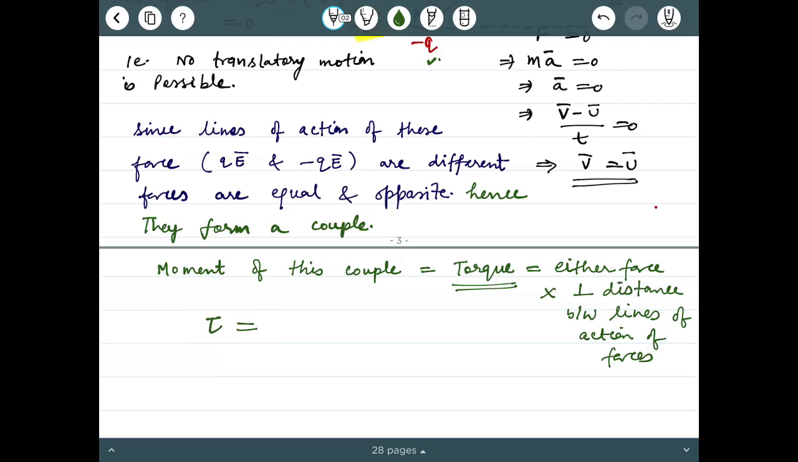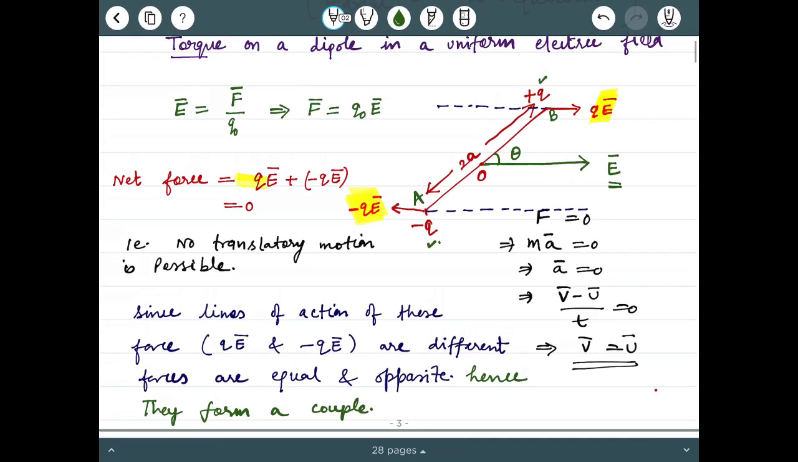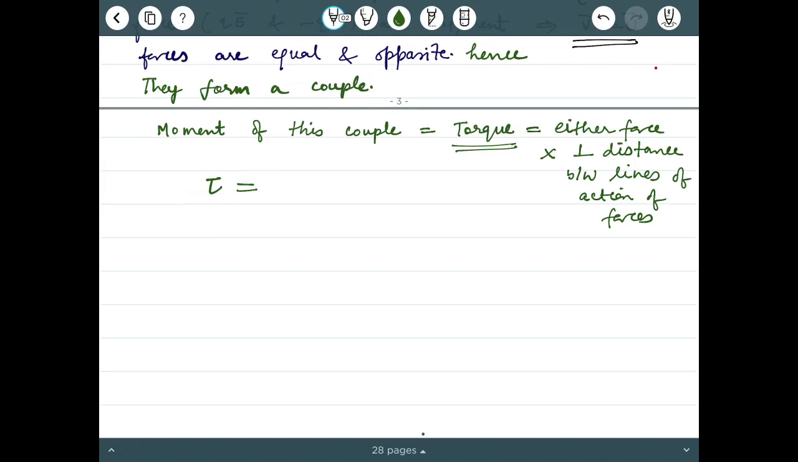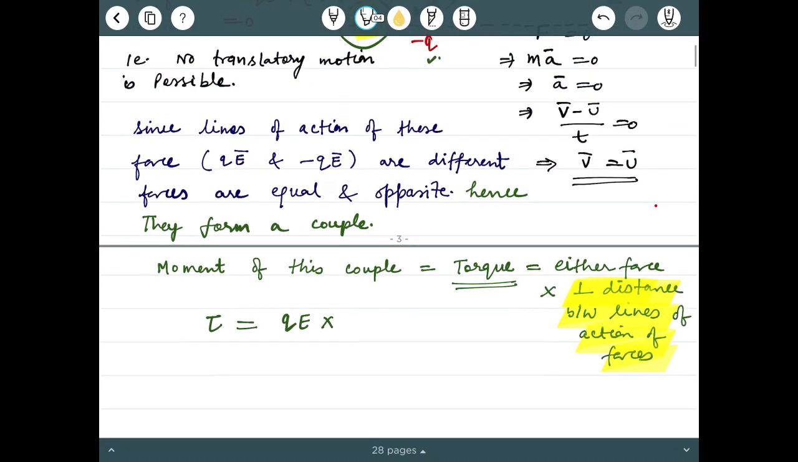Torque equals what is the value of either force? Value of either force is QE. Both forces are equal. Remember, the minus sign is just indicating direction, nothing else. So torque equals QE, either force, and then the perpendicular distance. I want to know the perpendicular distance, so let's work it out.